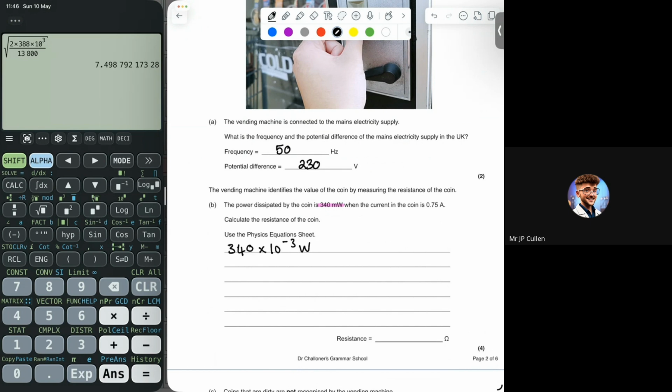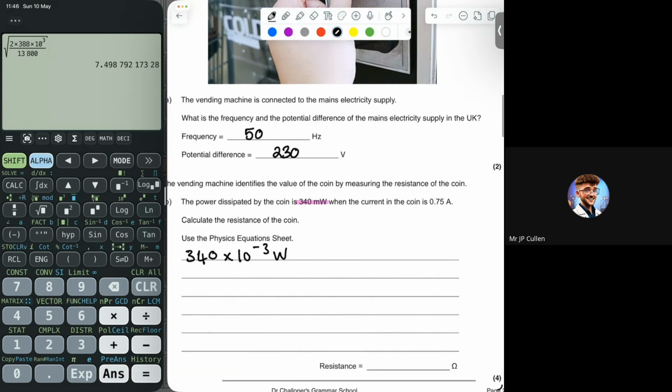It says the power dissipated by the coin is 340 milliwatts. When the current is 0.75 amps, calculate the resistance of the coin. And as I've shown you in a previous video, I like to write the letters over the words because you guys are essentially reading off a data sheet, which is going to make it easier for us to find the equation we need. So P, I, and R. If you look on the data sheet, this is going to be P equals I squared R.